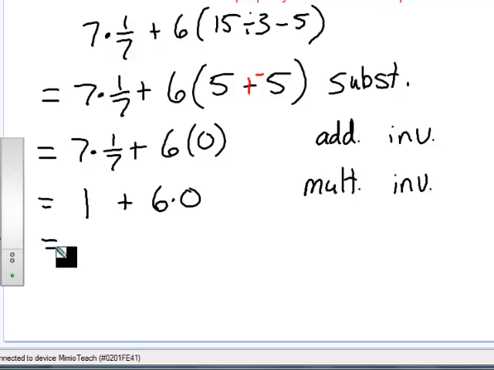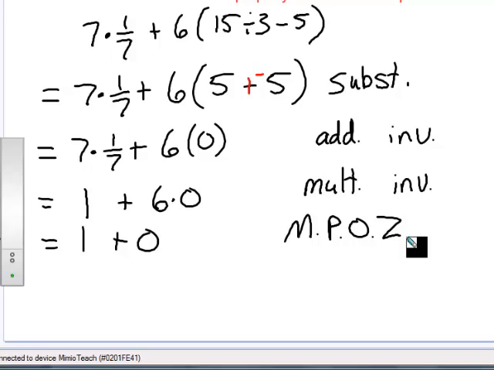Next step, I need to do that multiplication of 6 times 0. So that's 1 plus 0. Alright, that is multiplicative property of 0. Like how I shorten that up, I bet you do. That's MPOS, we'll say, MPOS. And then the last step, 1 plus 0 is 1. That is the additive identity.